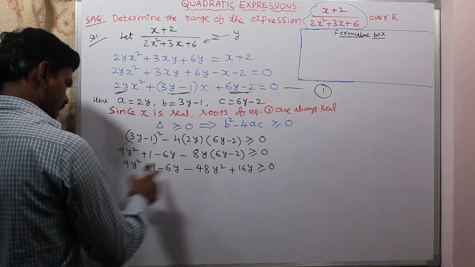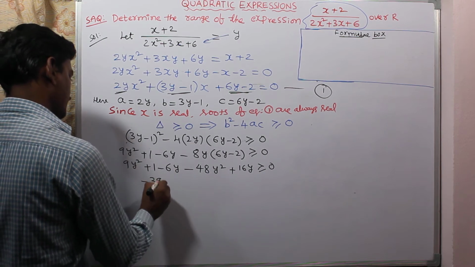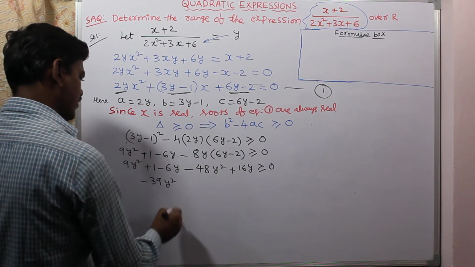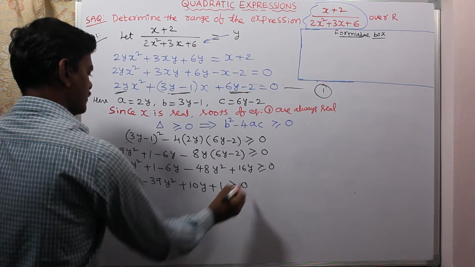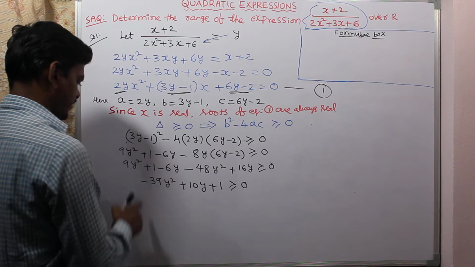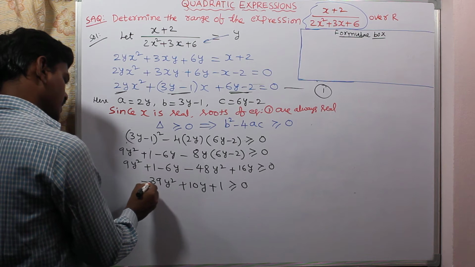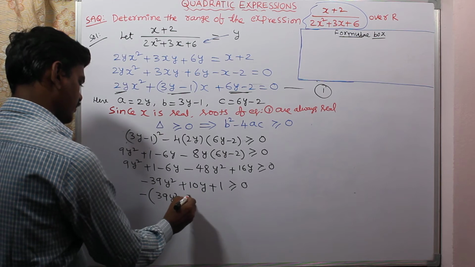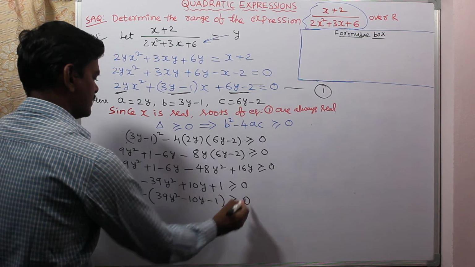Now these are the like terms. 9y² minus 48y² becomes minus 39y². Next, minus 6y plus 16y is plus 10y, plus 1, greater than or equal to 0. Now the coefficient of y² must always be positive, but we have a negative, so take the negative sign common. On taking the negative sign common, minus 39y² becomes plus 39y², plus 10y becomes minus 10y, the sign changes, plus 1 becomes minus 1, greater than or equal to 0.